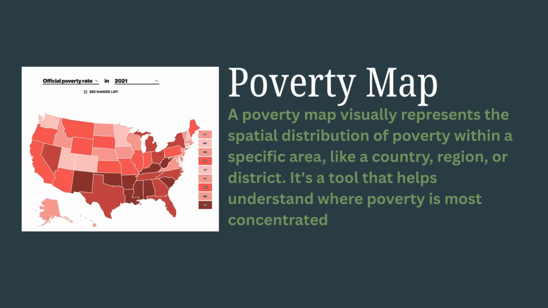Now, since we're finished with the poverty line, we now move to something called the poverty map. And I guess this one can be considered somewhat self explanatory. Now, the poverty map is a visual representation of the spatial distribution of poverty within a specific area.